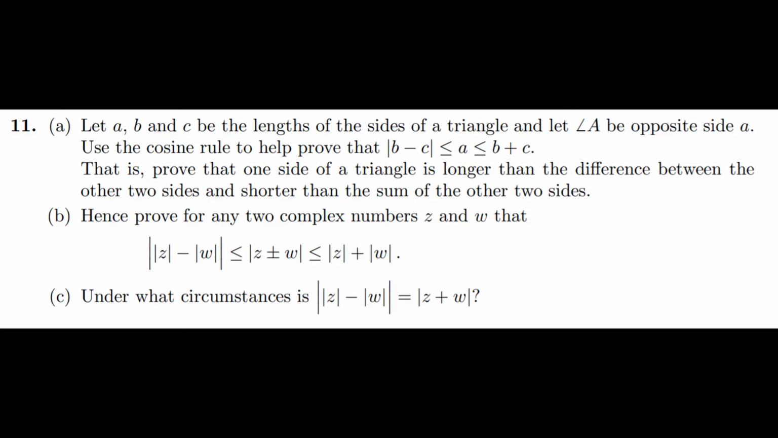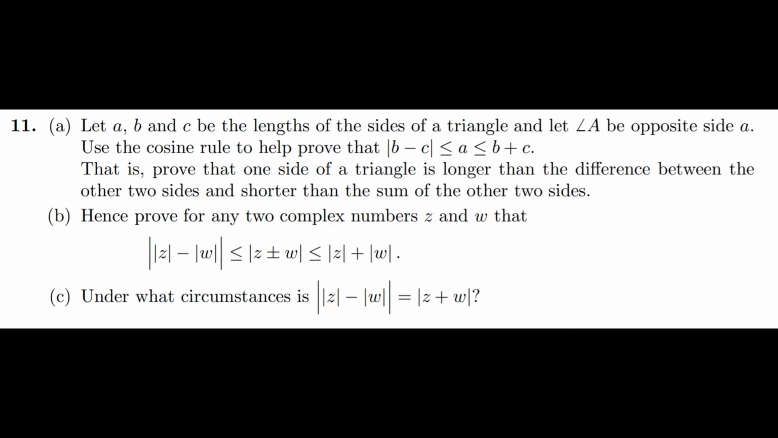Part A says to let a, b, and c be the length of the sides of a triangle, and let the angle A be opposite the side a. We're told to use the cosine rule to help prove that the magnitude of b minus c is less than or equal to a, which is less than or equal to b plus c. So in other words, we're being asked to prove that one side of a triangle is longer than the difference between the other two sides and shorter than the sum of the other two sides.